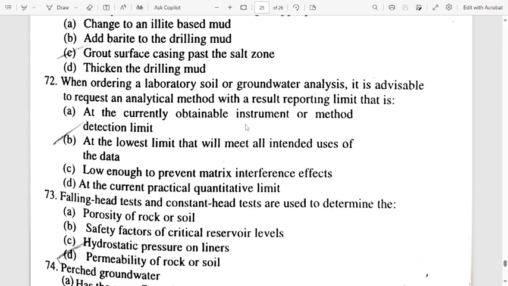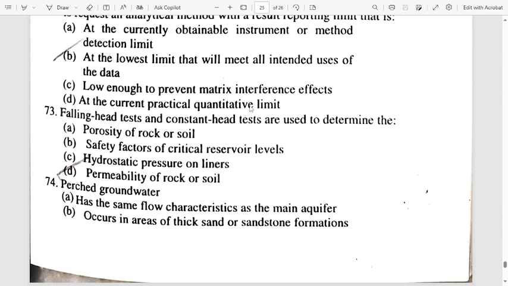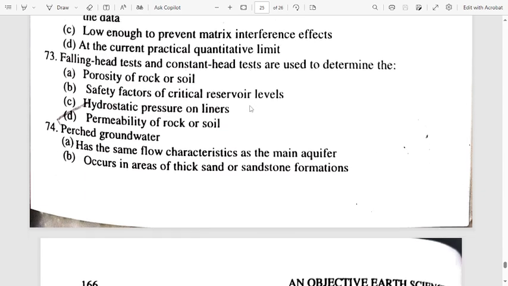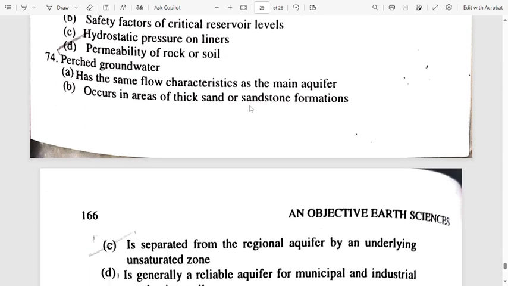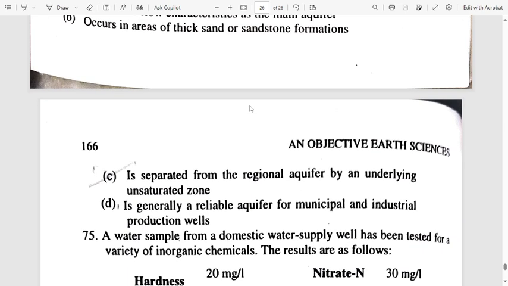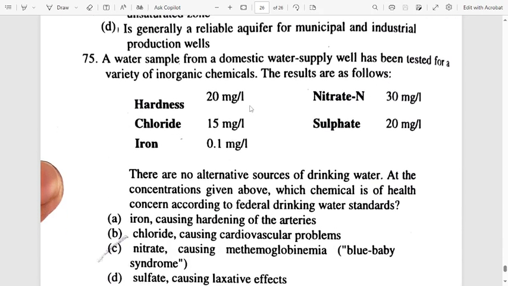When ordering a laboratory soil or groundwater analysis, it is advisable to request an analytical method with a result reporting limit that is at the lowest level that will meet all intended uses of the data. Falling head tests and constant head tests are used to determine the permeability of rock or soil. Purged groundwater is separated from the regional aquifer by an underlying unsaturated zone.